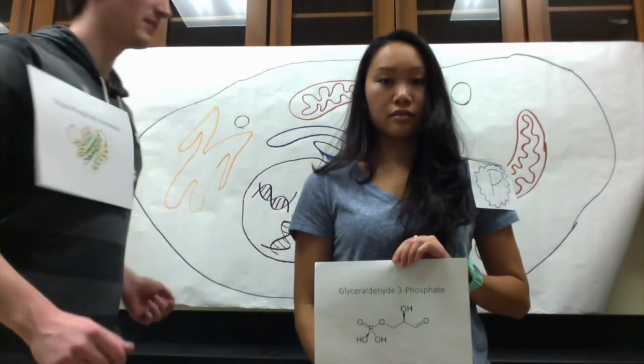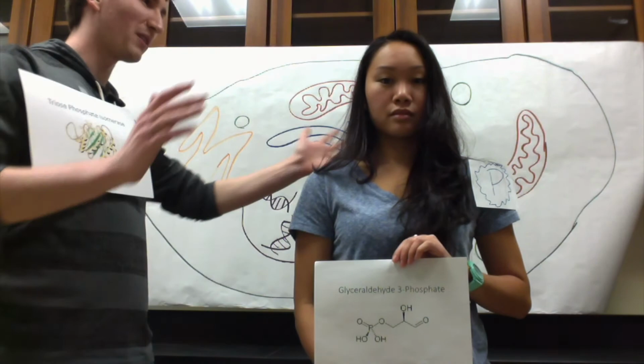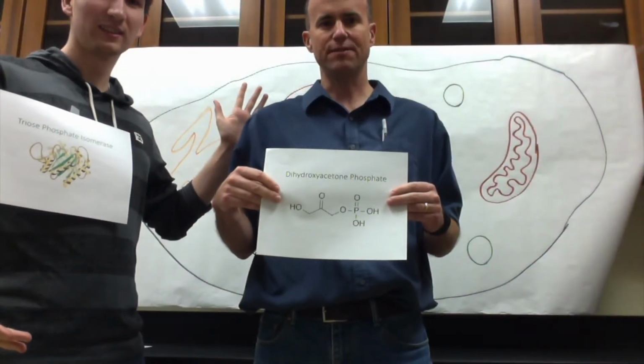The next step of gluconeogenesis is an isomerization reaction converting glyceraldehyde 3-phosphate into dihydroxyacetone phosphate. This reaction is carried out by triose phosphate isomerase, which will convert glyceraldehyde 3-phosphate into dihydroxyacetone phosphate.